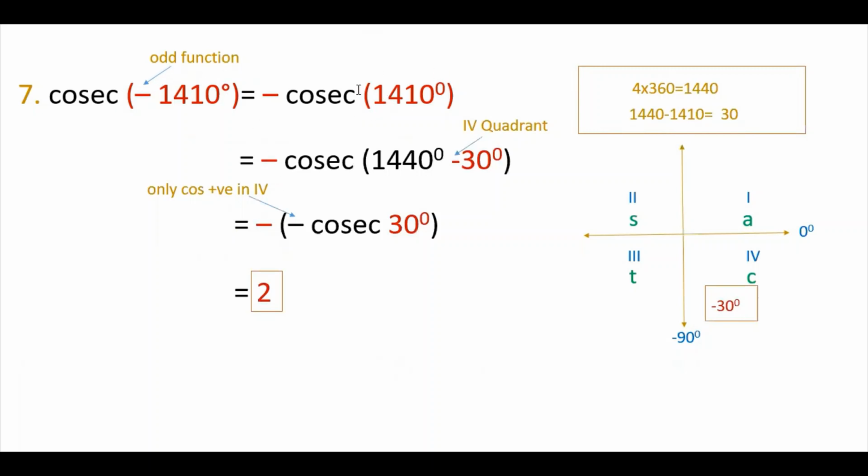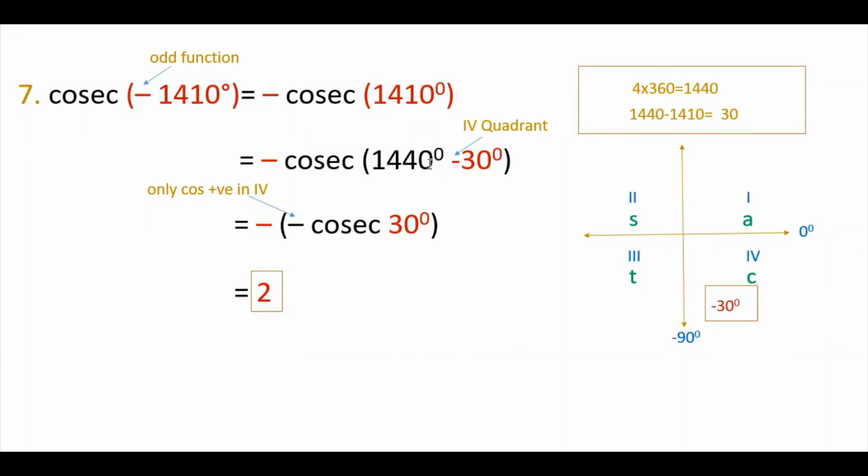And now 1410 degrees. You have to check 360 into 4, which is 1440. So 1410 is near to 1440. You have to take this angle 1440 and check how to write 1410. So 1440 minus 1410 is 30 degrees. Now you can write this angle as minus cosecant of 1440 minus 30 degrees. This is 1410 degrees. Like this you can calculate.